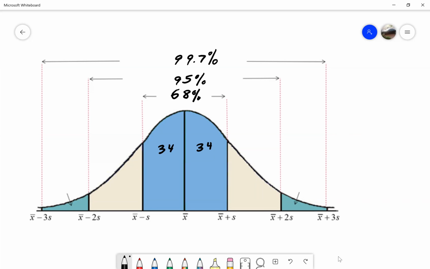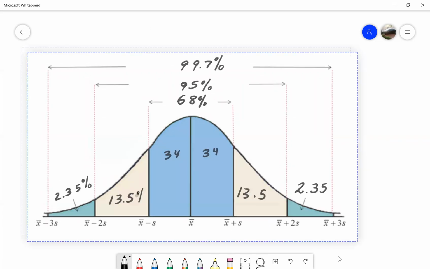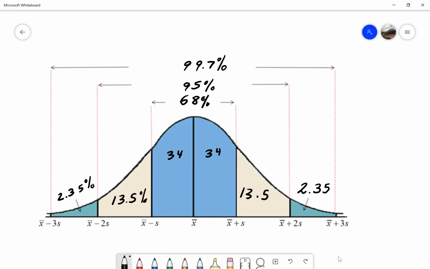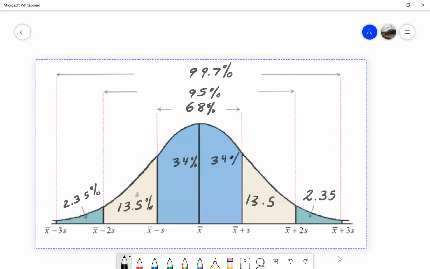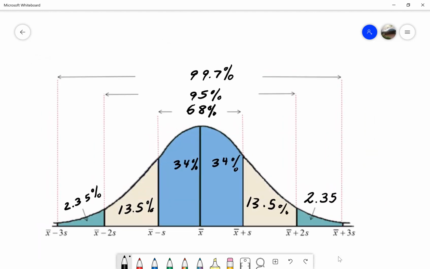How about from here to here? 13.5, and 13.5. And how about the next tail, the next little piece? It's going to be what? 2.35. Now remember, this is percent. All these are percent. Is that too difficult, guys?